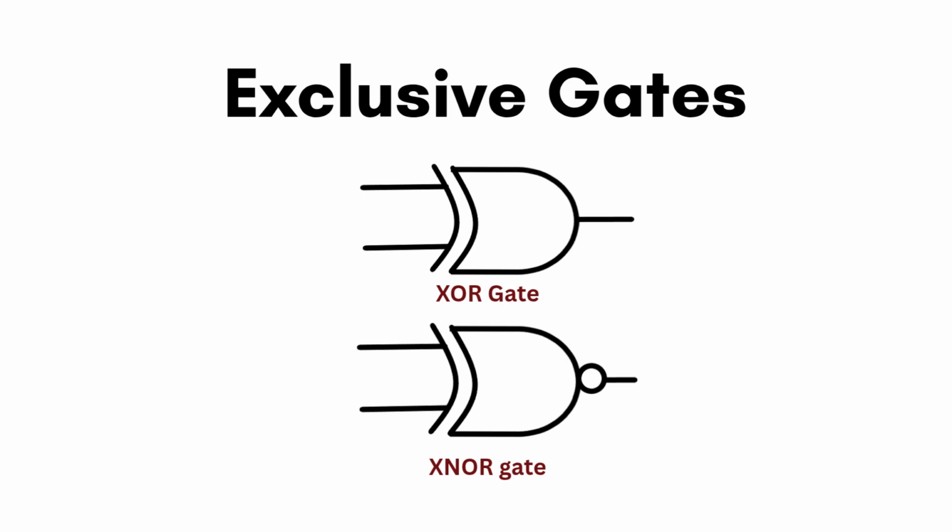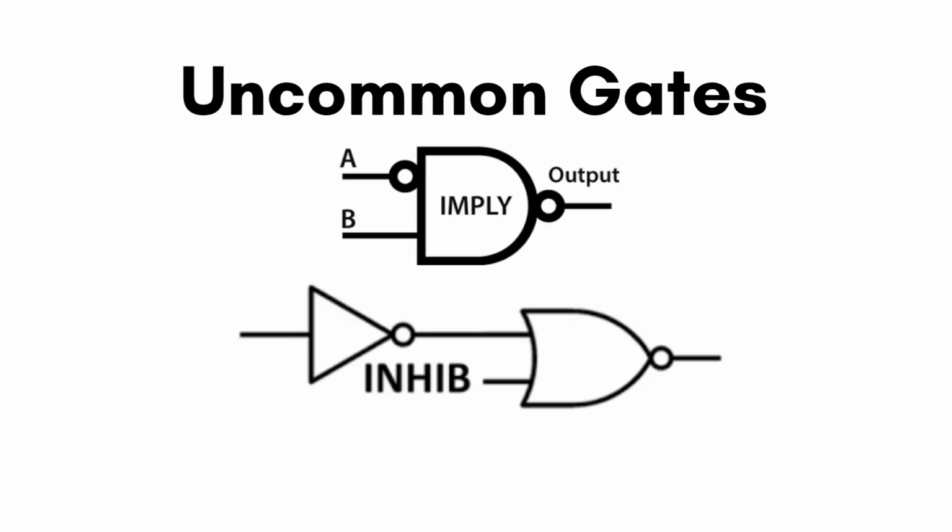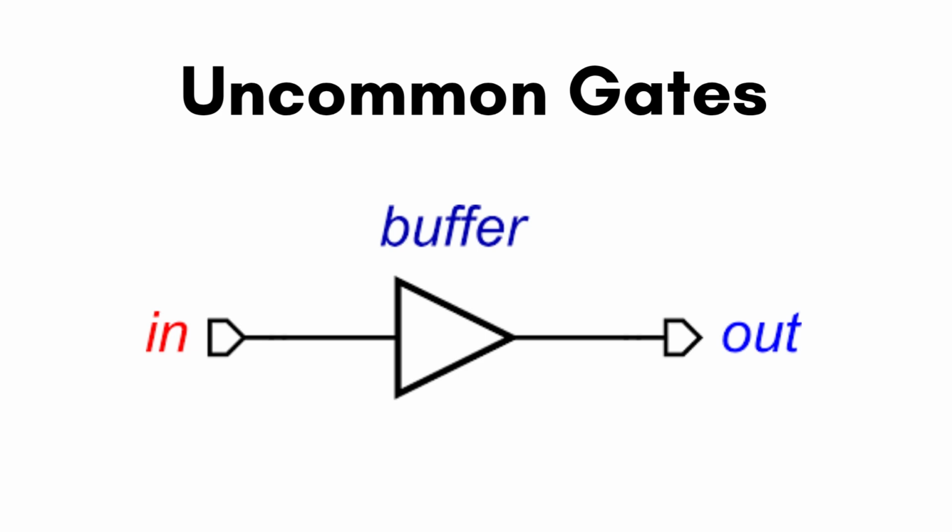Then there are some gates that are rarely seen or used, which are IMPLY, INHIBIT, and buffer. You barely see them, but they exist.